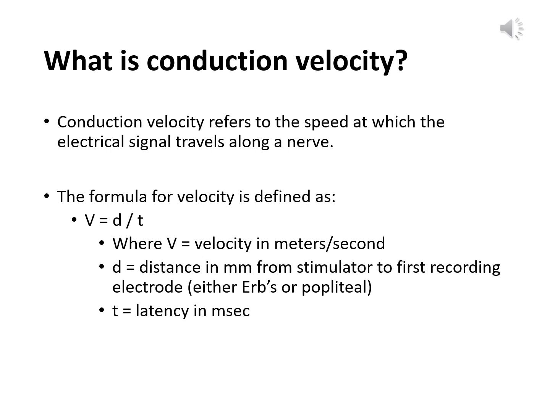Another thing to note is that velocity is given in meters per second. Since our recordings are typically in milliseconds, we convert our distance to millimeters so that when the millimeters are divided over the milliseconds, the millis cancel out and the unit of the answer is meters per second.